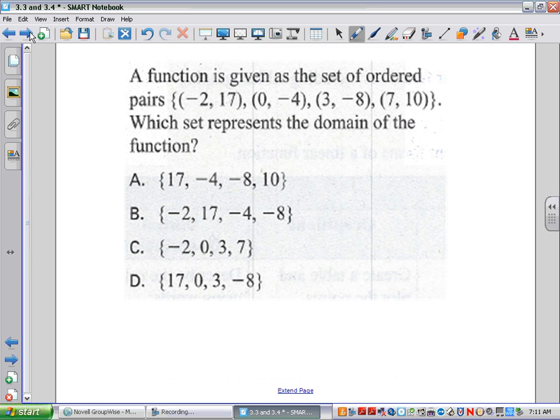The next one, domain. This one reads, a function is given as the set of ordered pairs, and there's 4 of them: (-2, 1), (0, -4), (3, -8), (7, 10). So 4 ordered pairs, 4 points. Question, which set represents the domain?